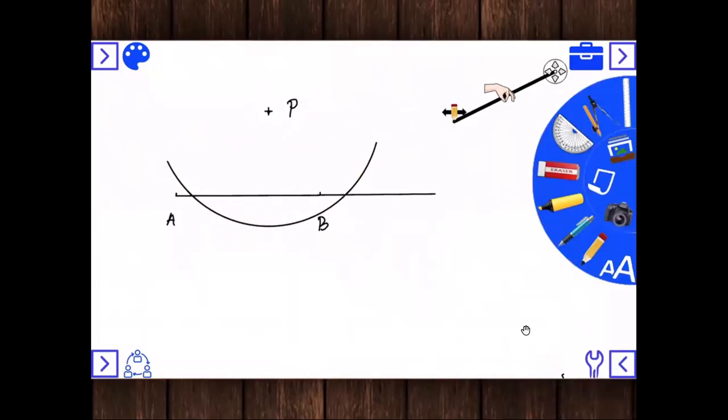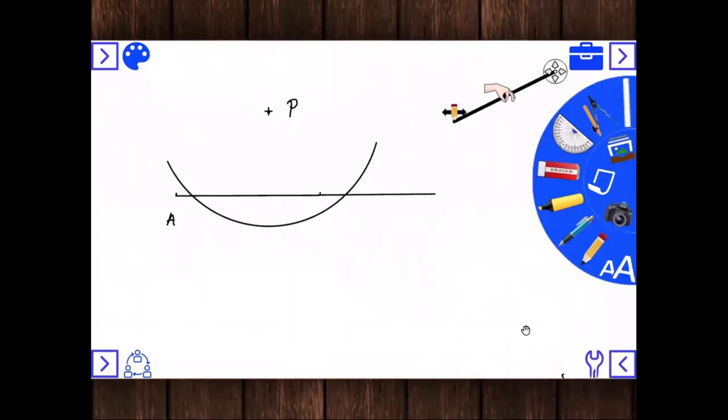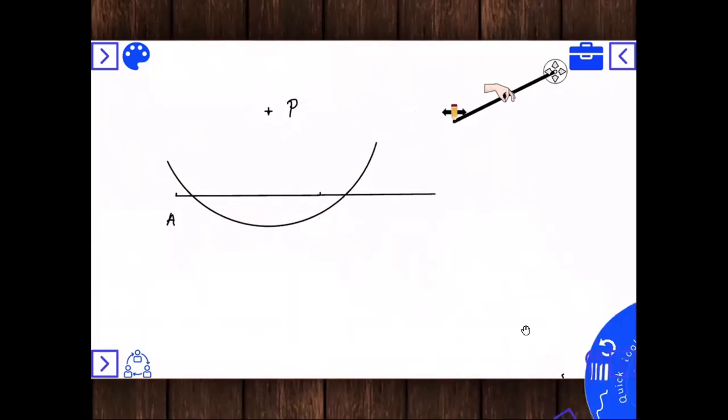So I'll call this B. Okay. The arc cuts AB at C and D. So let's call this C. And let's call this D. Second step, with C and D as centers and a suitable radius, draw two arcs intersecting at E.